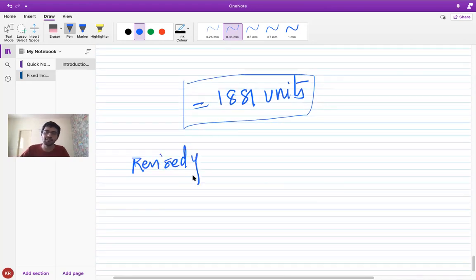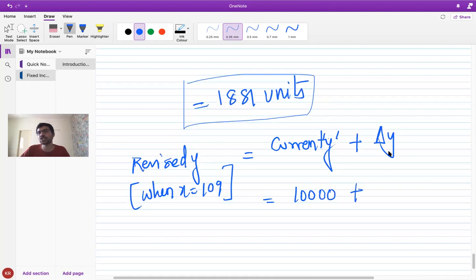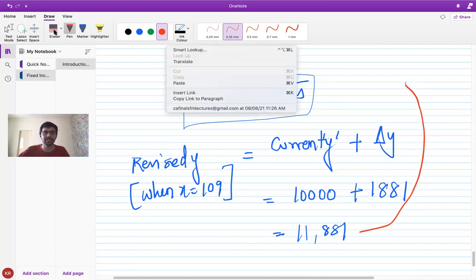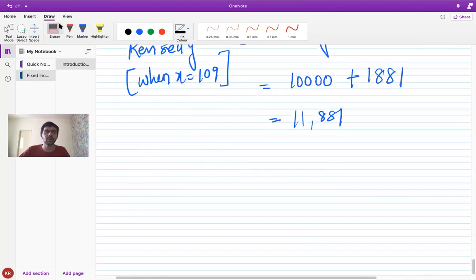Revised y, when x is equal to 109, is equal to current value of y plus change in y, which is calculated above. Current y is nothing but 10,000 plus change in y is nothing but 1881 units, which is equal to 11,881, and this exactly matches with the actual answer of y is equal to 109 square, which is equal to 11,881.